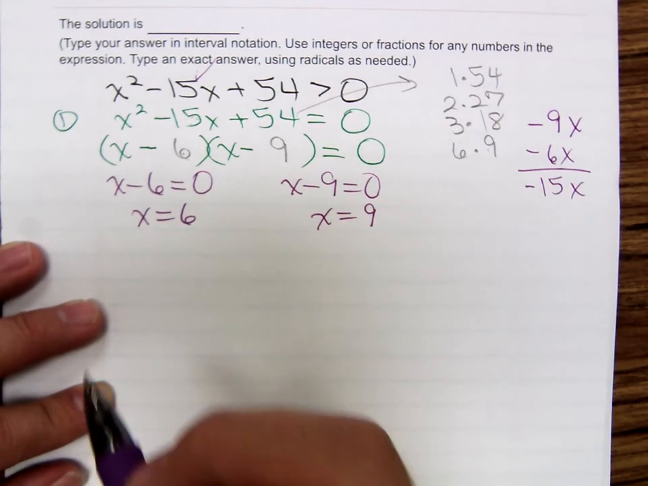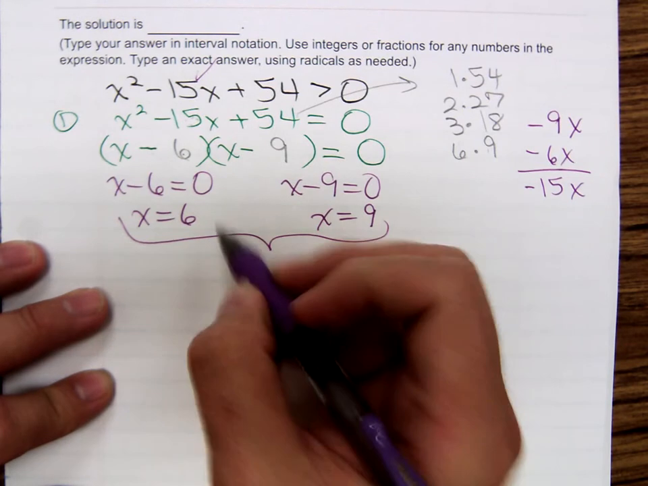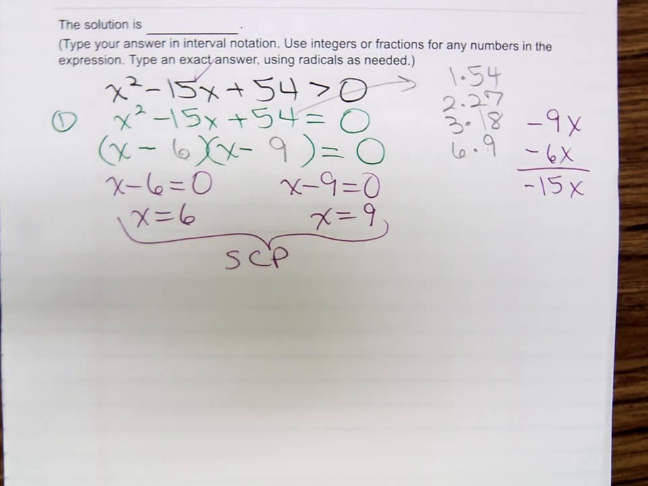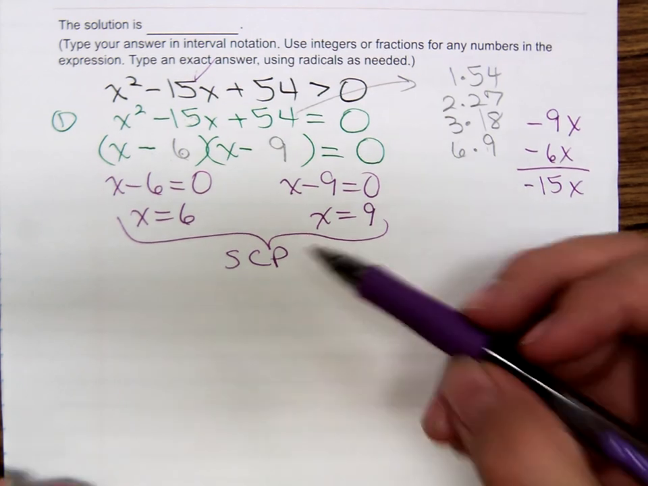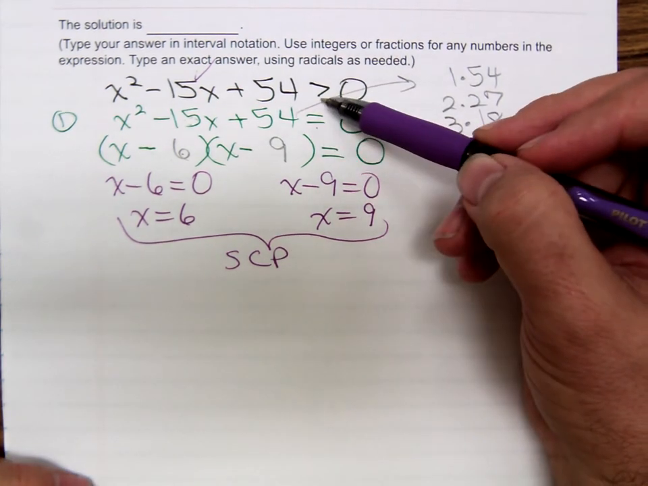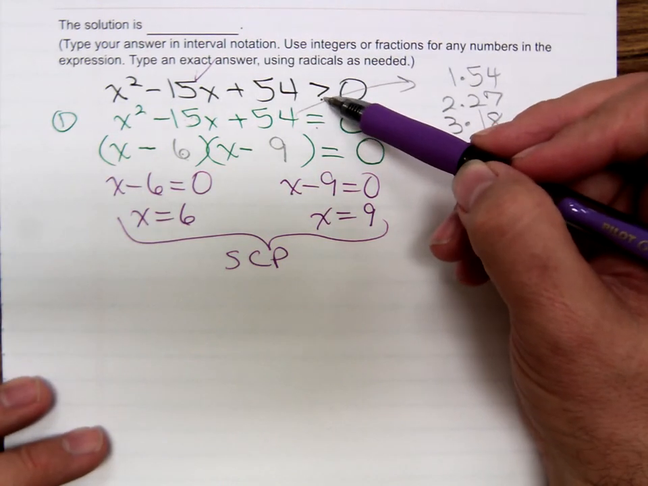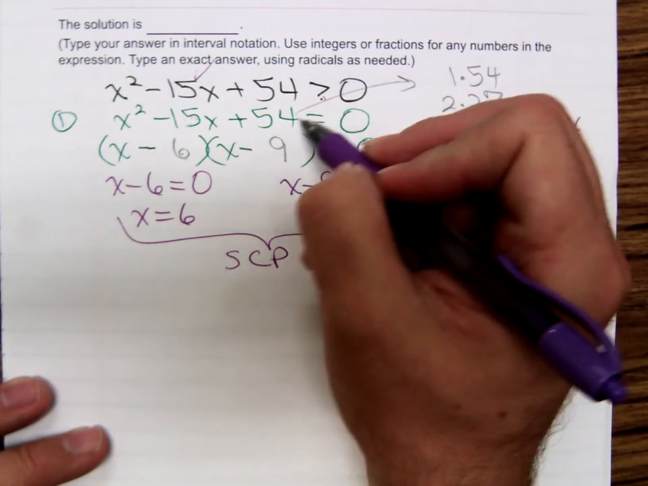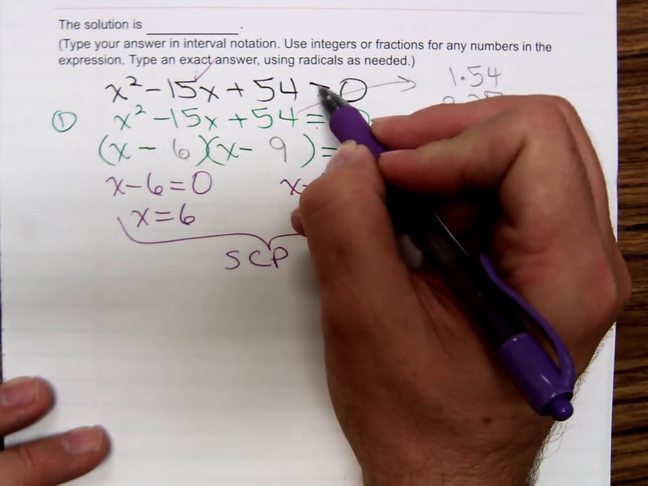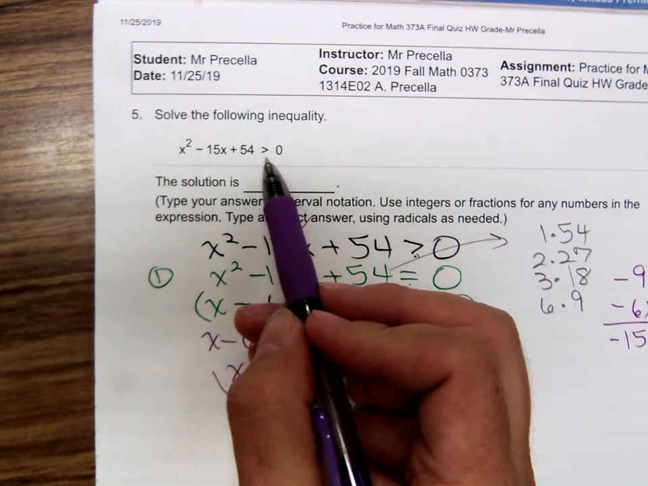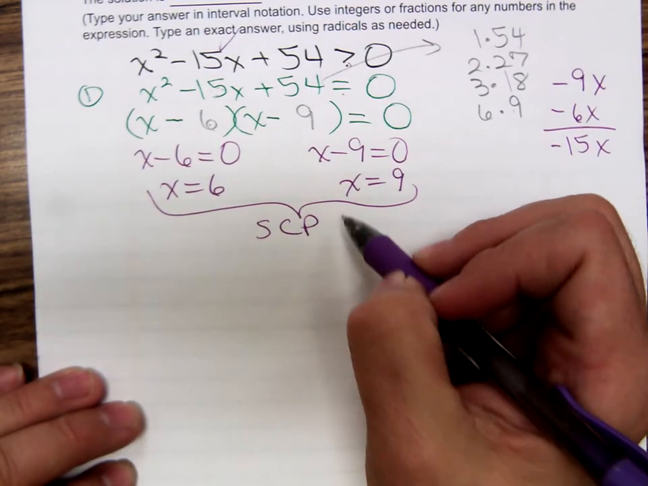For my solution cut points, I have 2 solution cut points. The first thing we do, we ask ourselves, when is the inequality equal to? And those give us our solution cut points of 6 and 9. Let me ask you something. When we label these numbers on the number line, how are they going to be labeled? Open or closed? These numbers make the left side equal the right side. Is it okay to have equality? Do we have equality there? No. The problem is just a greater than, not a greater than or equal to. So I agree, we're going to label them with open circles.